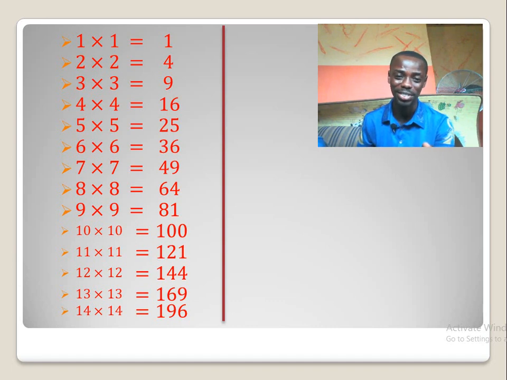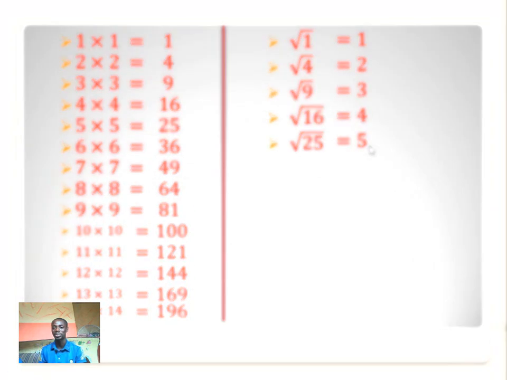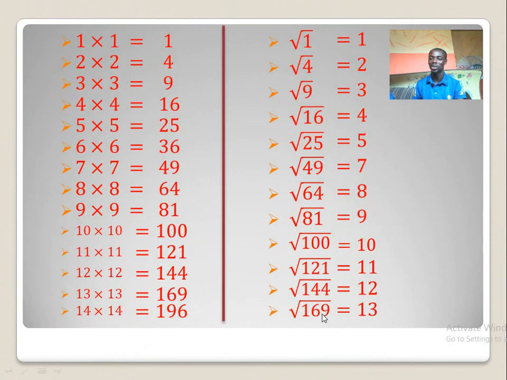Okay, so we have the other part of the page for roots of numbers. For the root or square root of 1, we have 1. The square root of 4, we have 2. The square root of 9, we have 3. For 16, we have 4. For 25, we have 5, and so on.